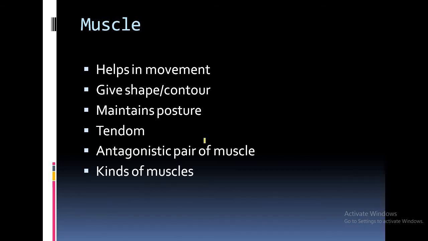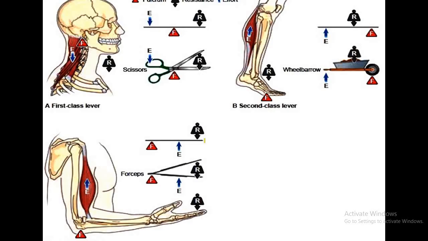Then there are three kinds of muscle, that is voluntary muscle, involuntary muscle, and cardiac muscle. We already know about all these types of muscle, we have seen in the tissue chapter. Then we have to see about the lever mechanism. You know there are three classes of lever, that is class 1 lever, class 2 lever, and class 3 lever. And in these levers there are three terms: effort, fulcrum, and load. Here load is denoted as resistance, that is R. So here in your body, between the vertebral column and the skull, which class lever is there? That is class 1 lever.